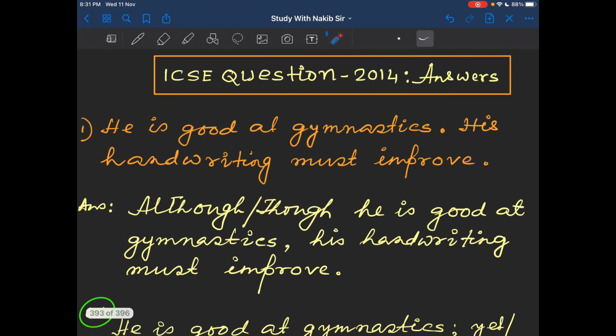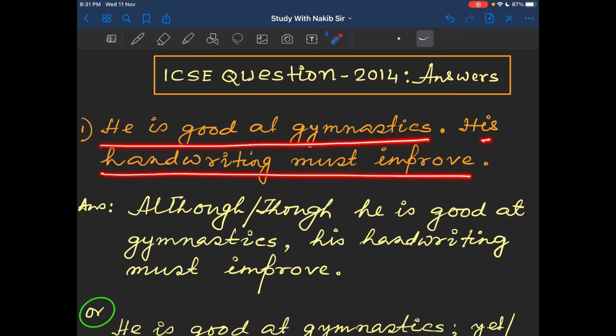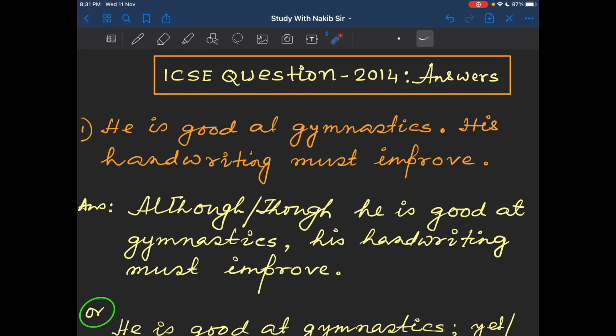Now see the answer. ICSE question 2014 answers. The first question. He is good at gymnastics. His handwriting must improve. That means, see the relation. He is good at gymnastics, but his handwriting must improve. But here you cannot use but, so you are to use something else. They are contrastive in relation. They are adversative in relation.